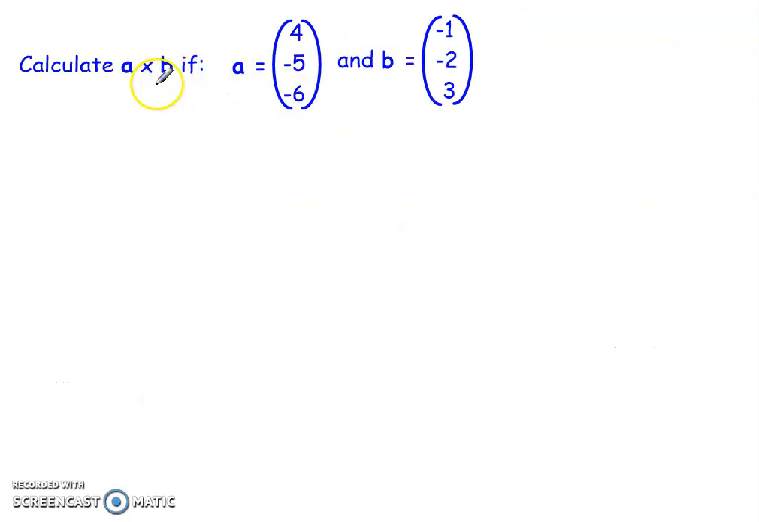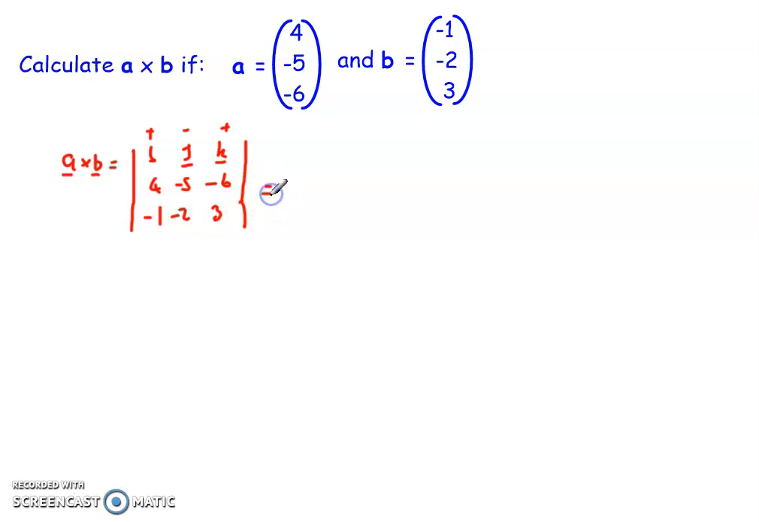So the first one, calculate A cross B if A is 4, -5, -6, and B is -1, -2, 3. Now again, I'm going to stick with the matrix form when I do this. As I've said previously, if you can remember that formula, good on you, and you can use it straight away. But what I'm going to do is represent it in my matrix. So I've got my i, my j, and my k, and I'm going to put my plus, minus, and plus above it. Then I'm going to put my A vector, 4, -5, -6, my B vector, -1, -2, and 3, and work my way from here.